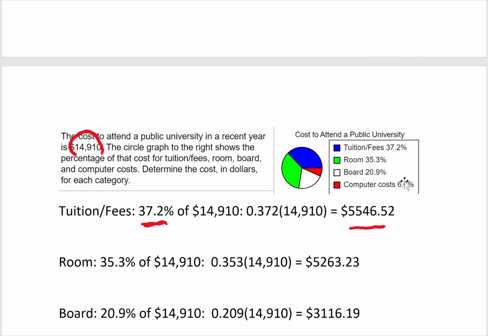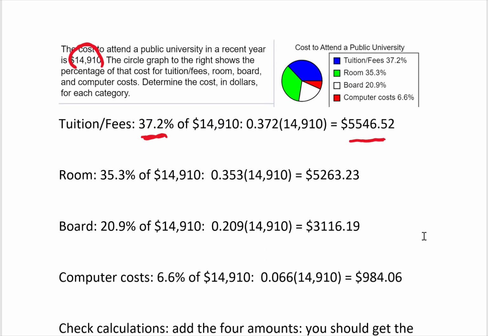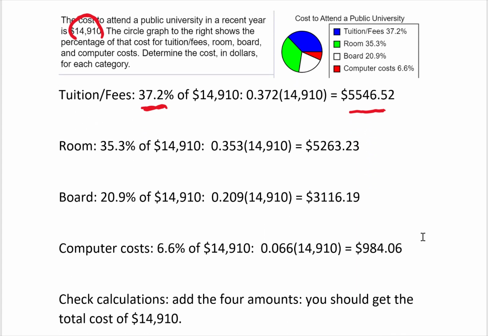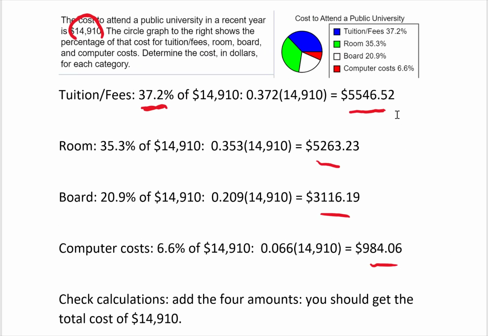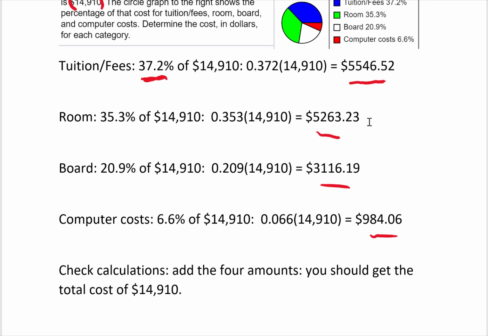And then you're going to do the same thing for the room portion, the board portion, and the computer costs. And then I made a note down here: when you're working this problem on your own, you're going to have different numbers, but when you're finished, if you go ahead in your calculator and add up those 4 numbers, you have to come back to the same total that you started with.